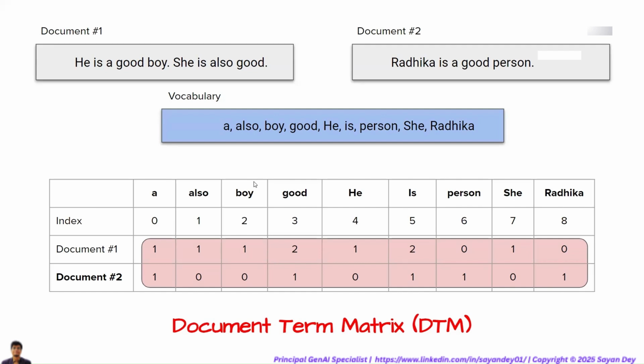So we call it a DTM, or what we refer to as a document matrix, so to say. That's the way we create a DTM or a document matrix. Okay, so that's the way we do this. I hope this is absolutely clear.